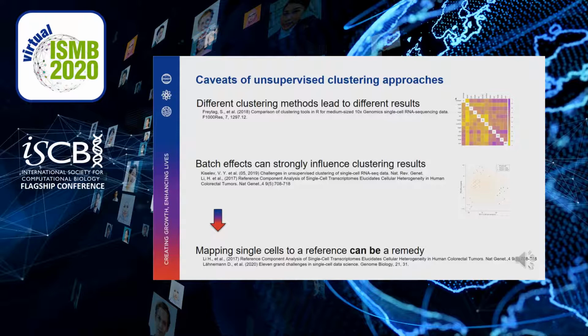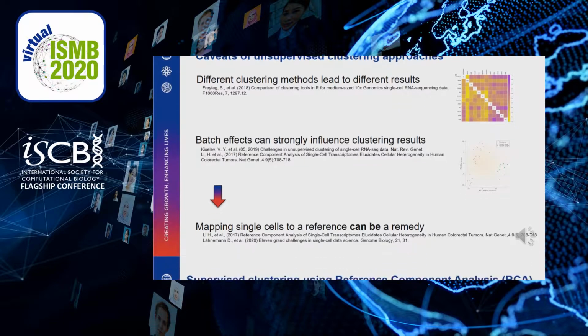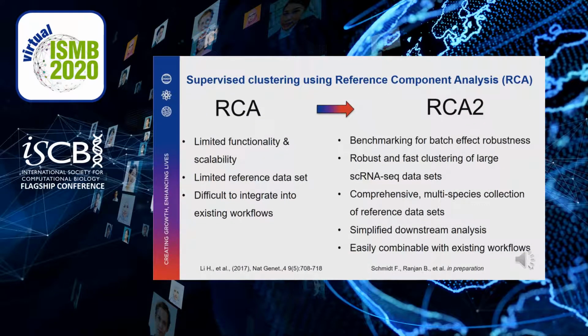However, already back in 2017, our group proposed a method called reference component analysis, which is a supervised clustering method which can be a remedy for those mentioned issues. However, RCA, which is the short form for reference component analysis, had some issues in its first release. Its functionality was very limited, it wasn't really scalable, there was only one reference data set, and it was very difficult to integrate the method into existing workflows.